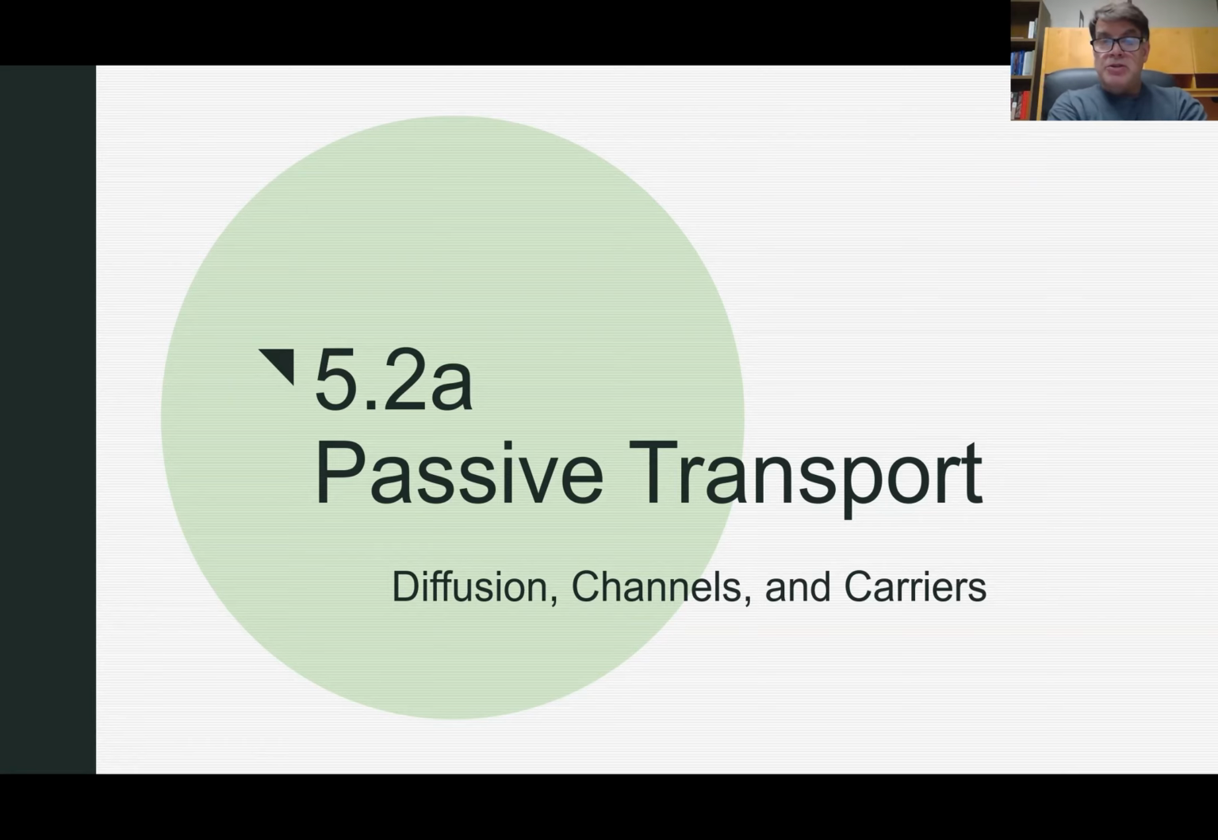In this chapter 5, we're talking about the cell membrane, and how things get in and out of the cell. I've divided this section into two parts. This first part is on diffusion, channels, and carriers. There's a section in this chapter on passive transport, and a section on active transport.